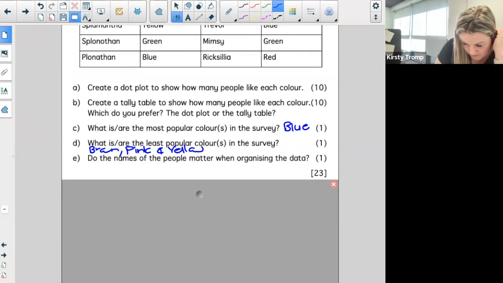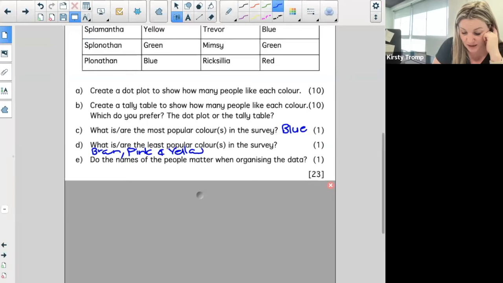Okay, last question. Do the names of the people matter when you're organizing the data? Did it matter what the people's names were when you were collecting the data? Not really, hey? Did we record that information anywhere? No. So did we even need to take their names down? Probably not. So the question said, do the names of the people matter when we're organizing the data? We're going to say no.